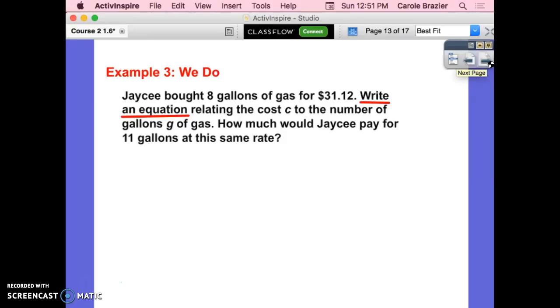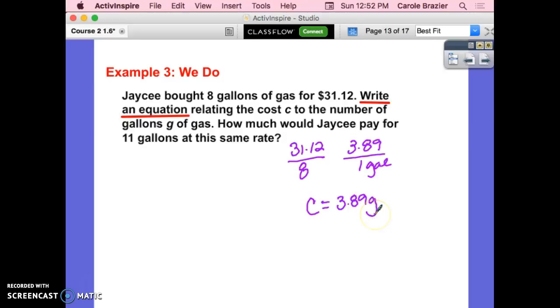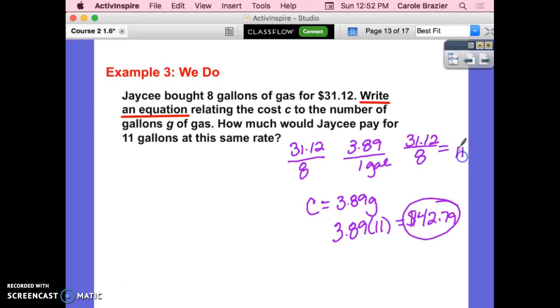Okay, welcome back. This one you should have had $31.12 for 8 gallons, so you had to find per gallon first. So you get about $3.89 per gallon, which is a very expensive price. But then your equation would be cost is equal to $3.89 per gallon. So really you're just writing your unit rate down, but you want to know 11 gallons. So $3.89 times 11, and that's going to give me $42.79. Again, you could have written it in a proportion where 31.12 over 8 is equal to 11 gallons over how much money. And I'm fine with that as well.